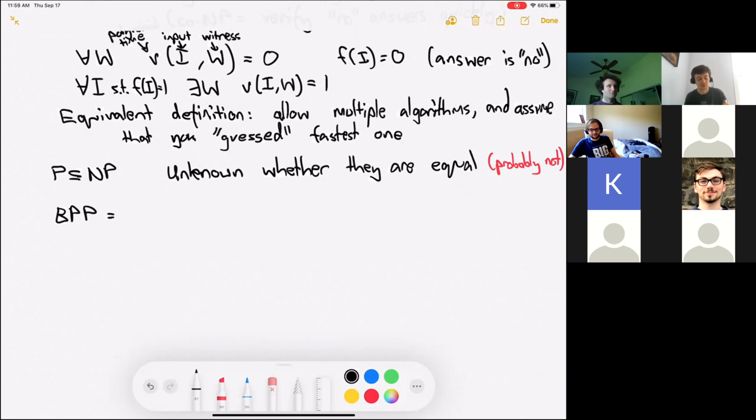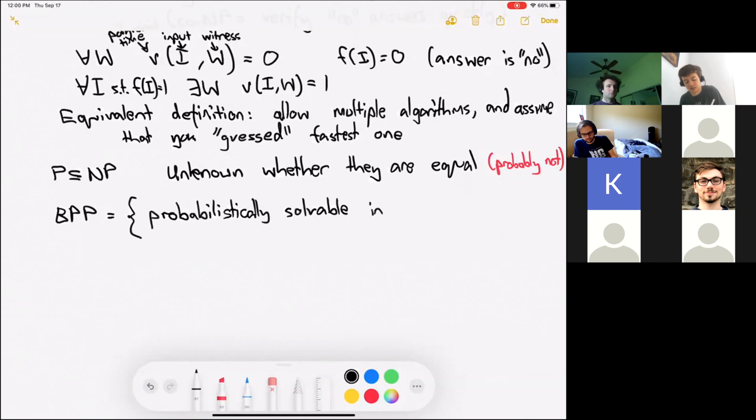I see, thanks. Okay. So BPP is roughly defined as follows. It's what's called probabilistically solvable in polynomial time.